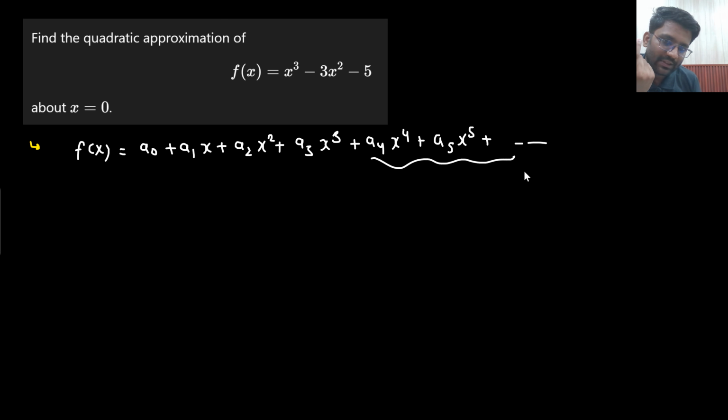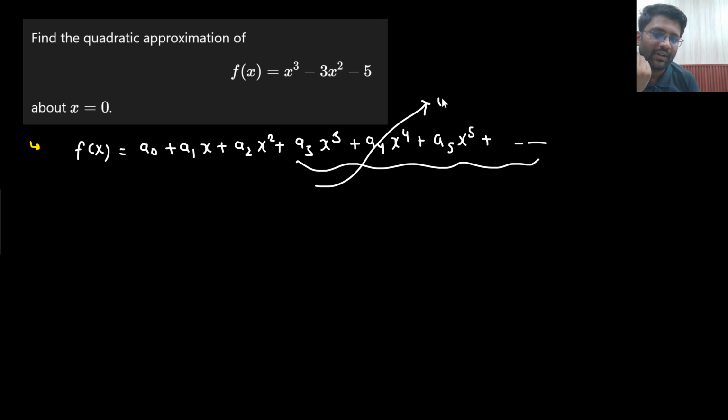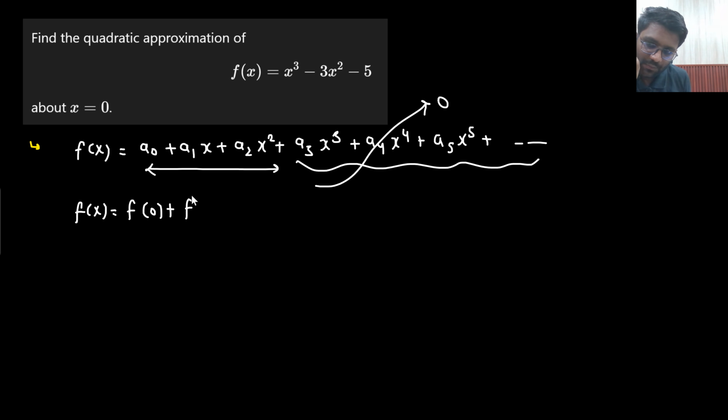I don't need to care about these guys actually. Everything of them will go to 0. I need to write down only till this approximation. So, sir, my fx will be nothing but f of 0 plus, what was the answer for this? f dash 0 x, and what was the answer for this? f double dash 0 divided by 2 factorial x square.